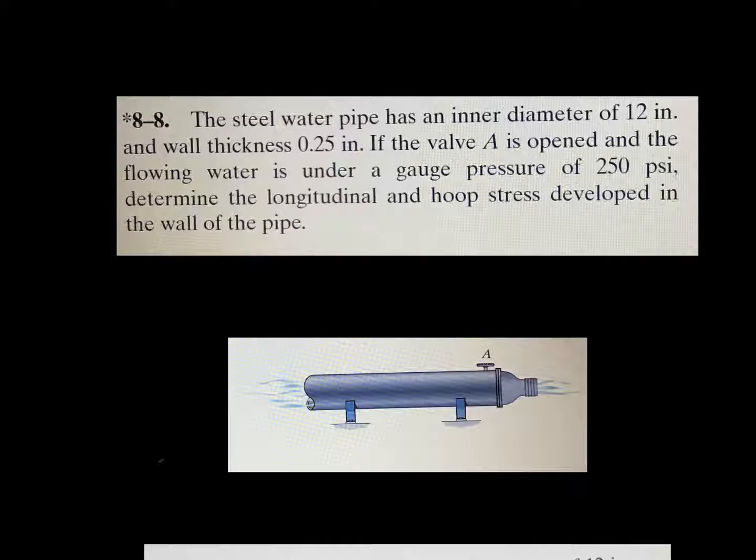Here in this case, we have a pipeline and water is flowing through it under a gauge pressure of 250 psi. Don't worry about the units, it's pounds per square inch. And the inner diameter of this particular pipeline is 12 inches and wall thickness is 0.25 inches.